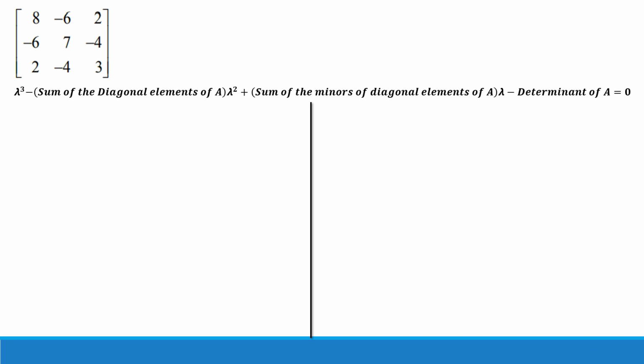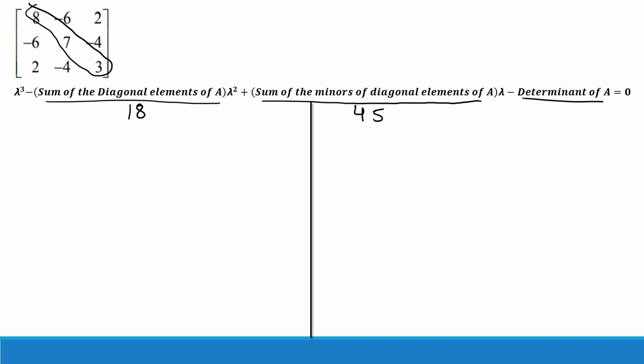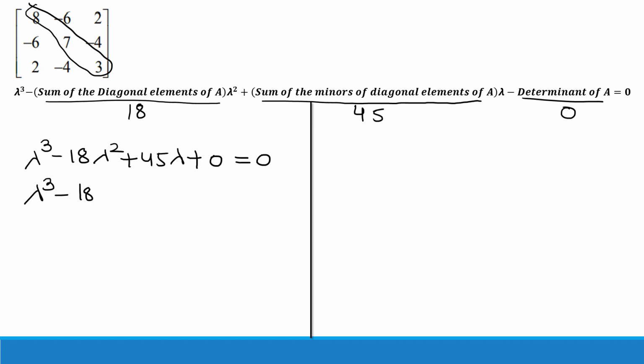Here, what we need is the sum of the diagonal elements, that will be 18. Okay, that will be 18. And let me tell you, the sum of the minors of A will be 45, and the determinant of A comes out as 0. So this cubic equation will be lambda cube minus 18 lambda square plus 45 lambda plus 0 equals to 0. From here you will get this, right?